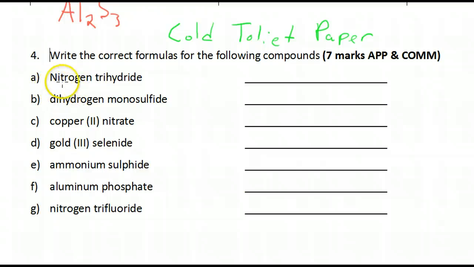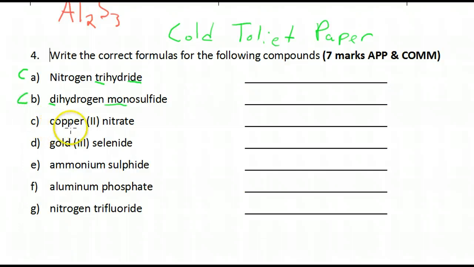So the first one is nitrogen trihydride, and we know that because there's a tri here, it is covalent. So we're going to put a C for covalent. Is there a transition metal? No. Is it polyatomic? No, there's no polyatomic ion because it ends in "ide." So we know that it's not a polyatomic ion. Okay, the next one is dihydrogen monosulfide. So because of the prefixes, we know that it is also covalent.